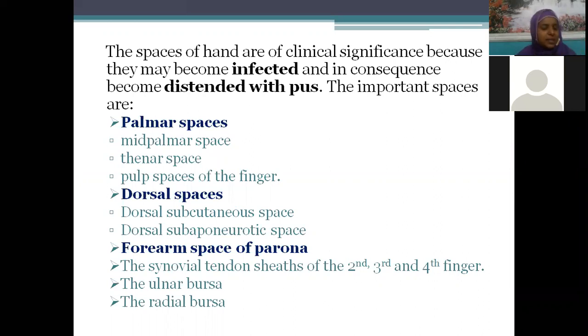So spaces of hand in the sense, if you remember yesterday's class, we have talked about the muscles in the palm, thenar compartment, hypothenar compartment, isn't it? Thenar and hypothenar group of muscles we have talked. Can you name thenar group and hypothenar, Hema? Yes, ma'am. Abductor pollicis brevis, flexor pollicis brevis, opponens pollicis, and adductor pollicis brevis. These are thenar group. Hypothenar? Abductor digiti minimi, flexor digiti minimi, opponens digiti minimi, palmaris brevis. That's it.